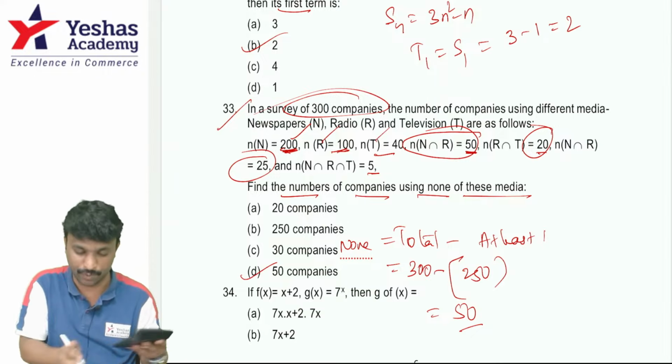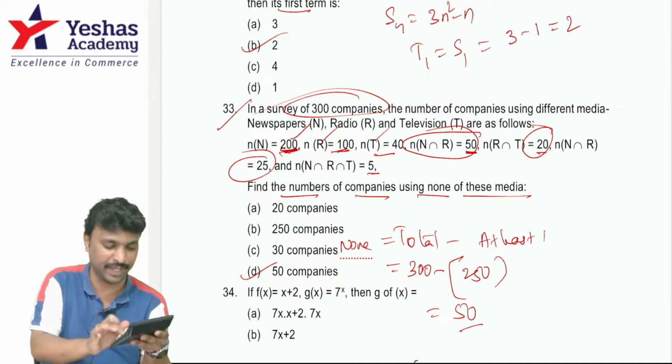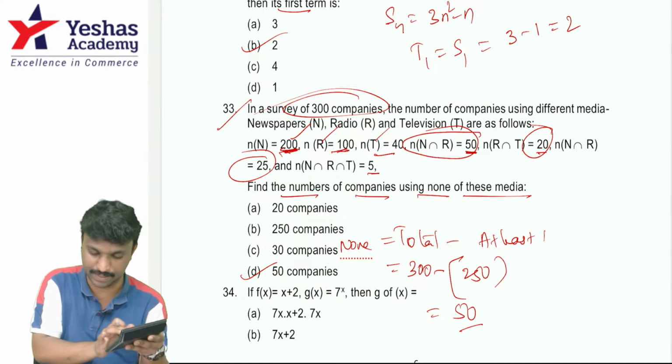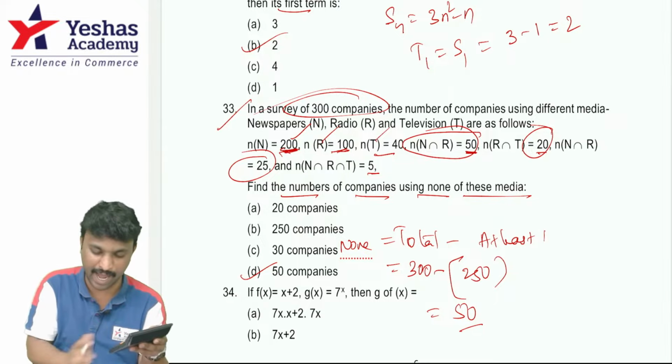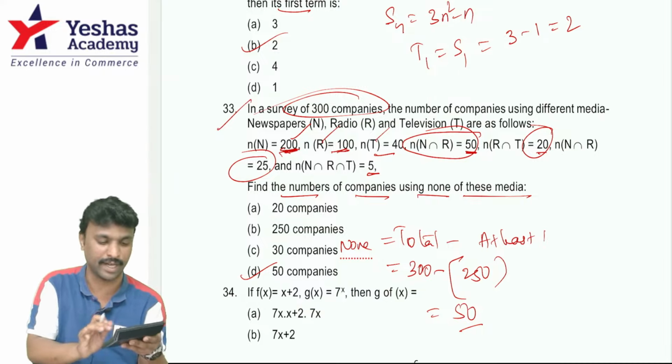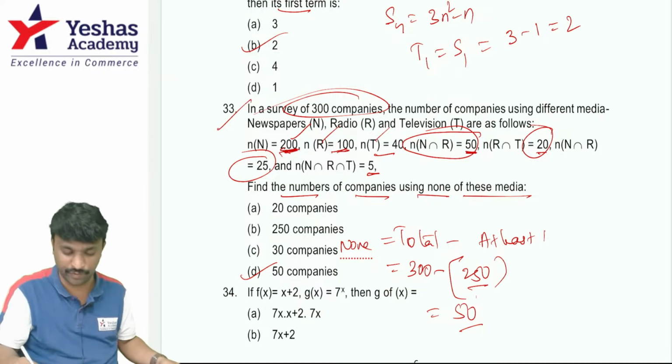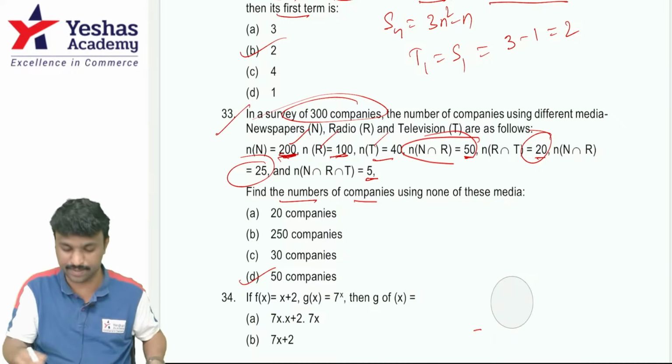Have you understood? Check once again. Add the first three things, 200 plus 100 plus 40. Subtract the next three things, minus 50, minus 20, minus 25. Add the last thing, so plus 5. So that gives you 250. 300 minus 250 is 50. So option D is the right answer.